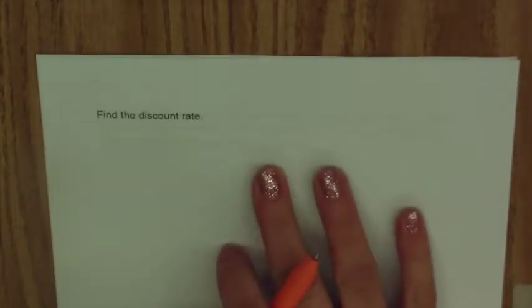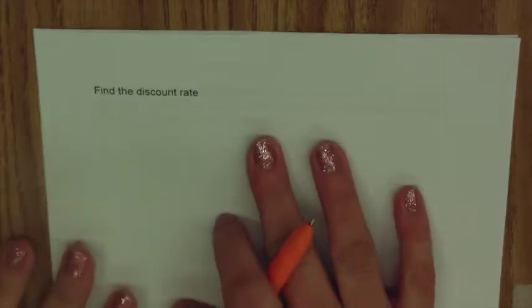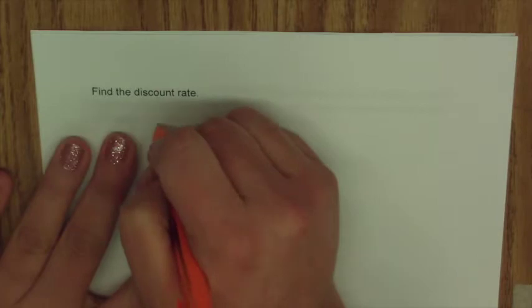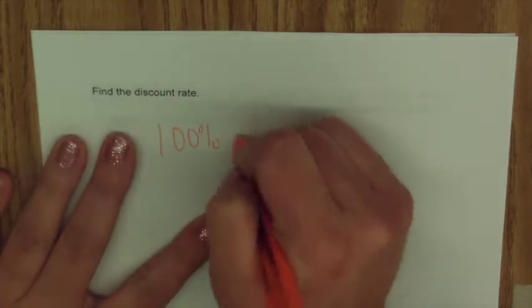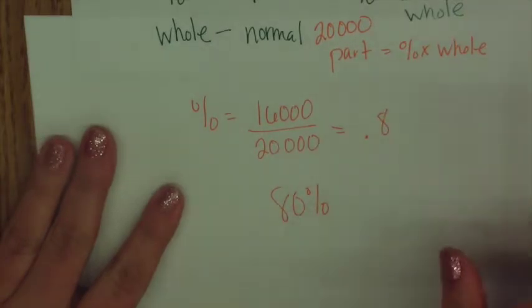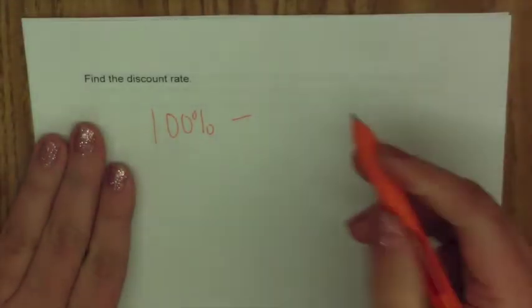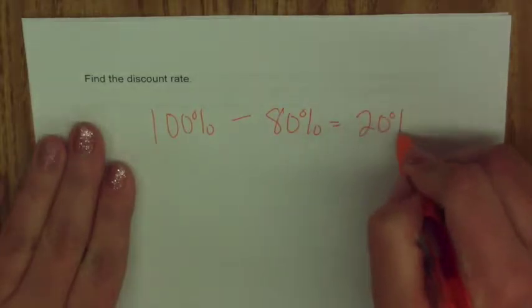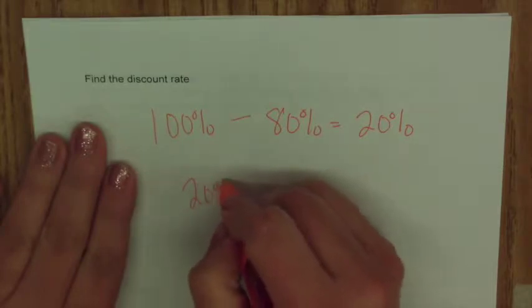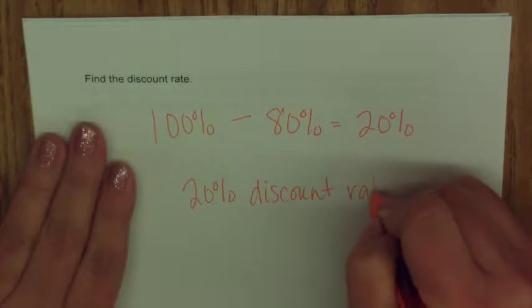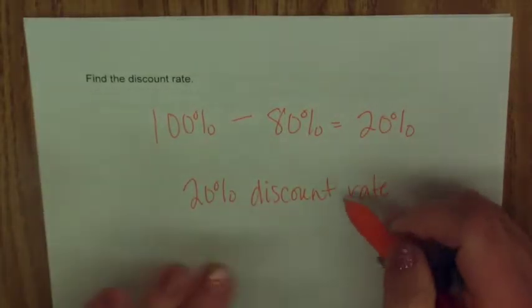All right, our next question says find the discount rate. So on this one, we want to think if we pay the entire cost, it would be 100%. But as we found in the last problem, we're only paying 80% of the cost. So if we take out what we are paying, we are left with 20%. So we have a 20% discount rate, meaning that price is 20% off of the original.